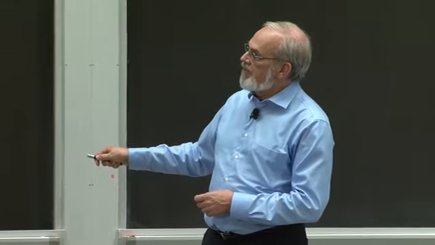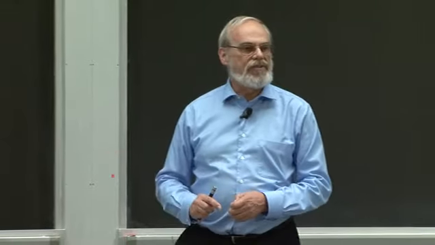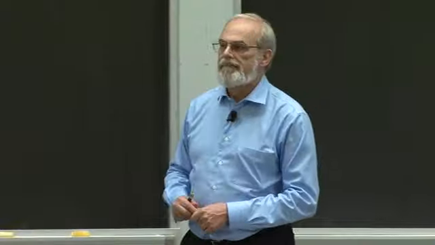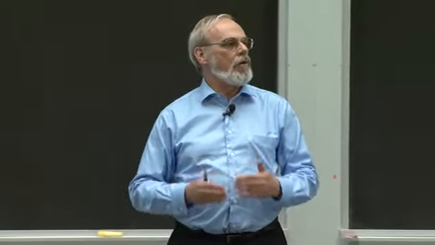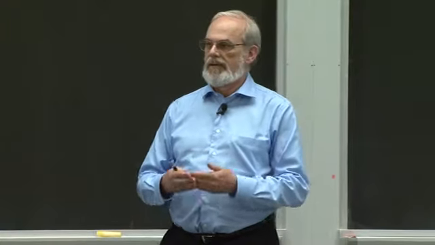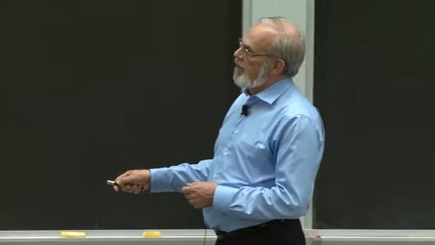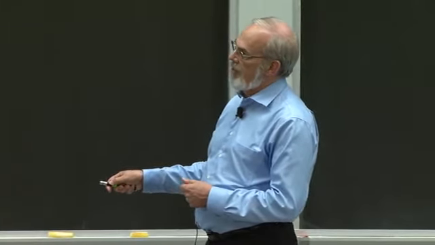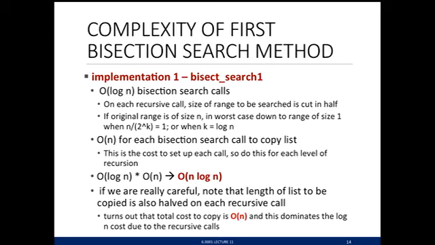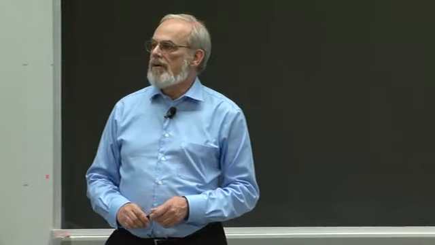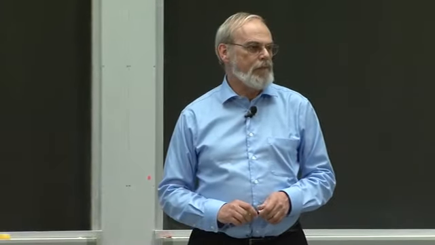But to set up the search for each call, I've got to copy the list. And the list starts out n long, so in principle, I've got order n work to do to set up the recursive call. And so by the things we saw last time, I've got order log n for the number of recursive calls times order n work inside of each call, and that's order n log n. So it's not what I wanted.